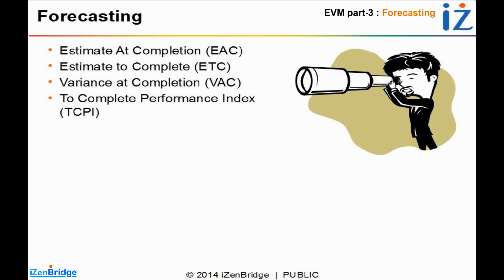To complete performance index is an index which talks about, in order to finish the project in a desired budget, what kind of cost performance I should achieve in the remaining duration. So that's the to complete performance index.